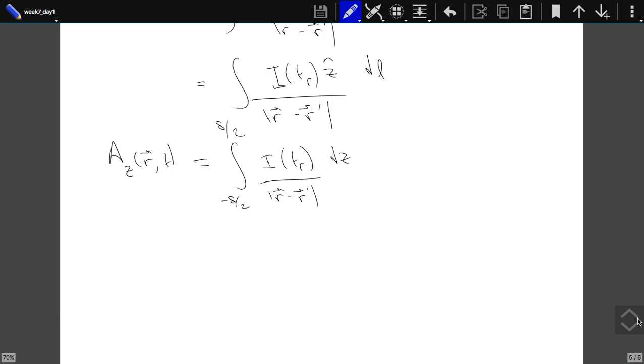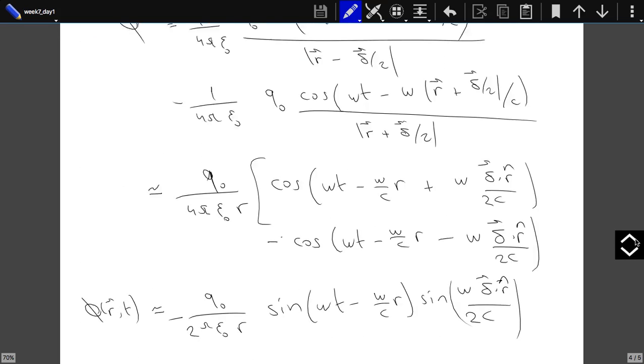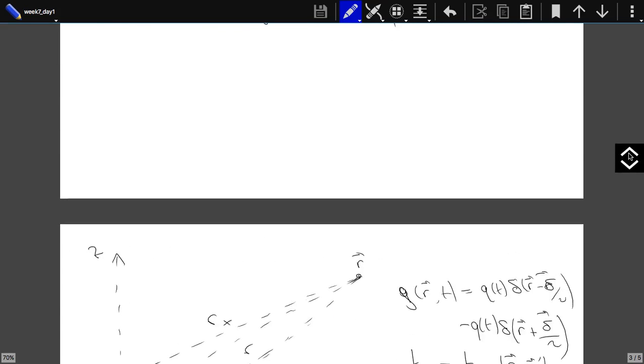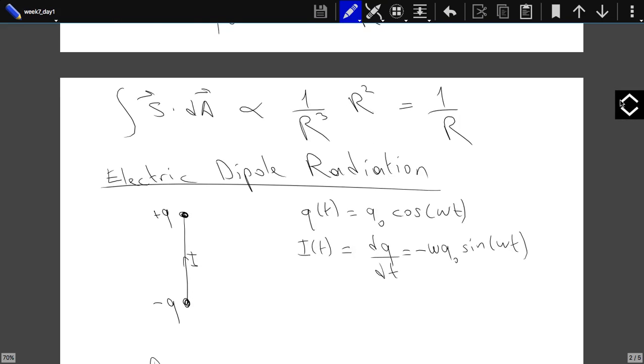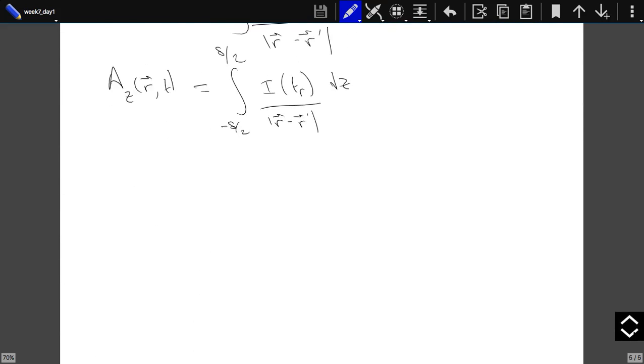Now let's continue with our radiation. Now we had already calculated what I is. Let me just pick up the current. This is I of t.